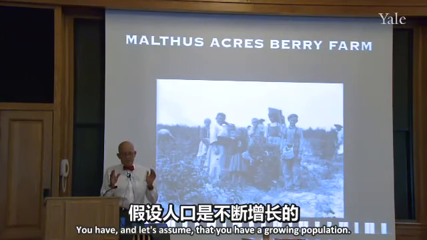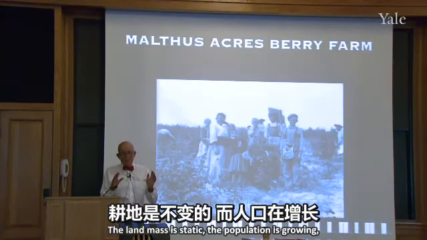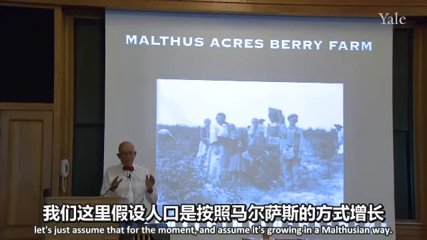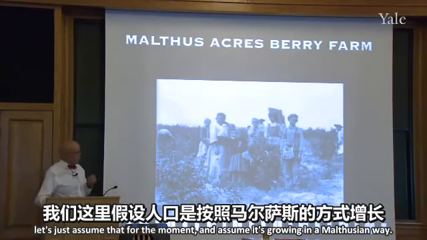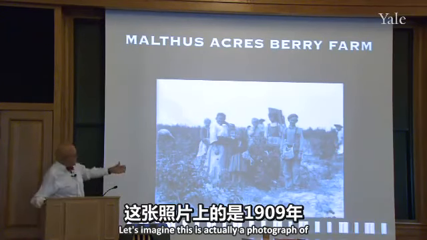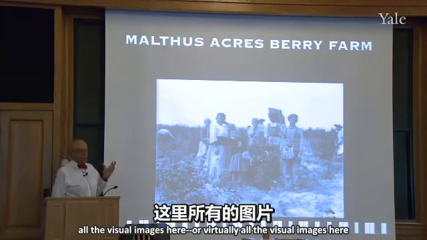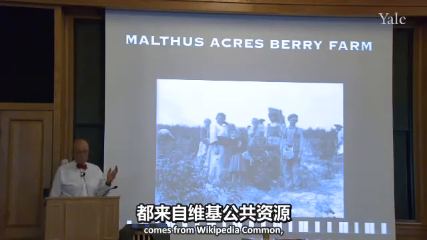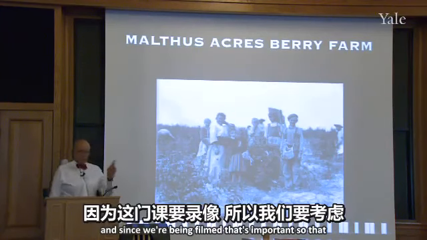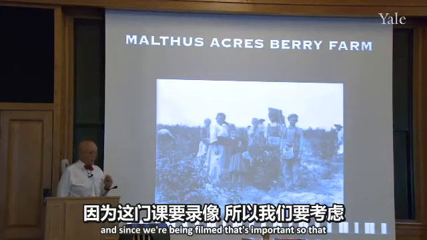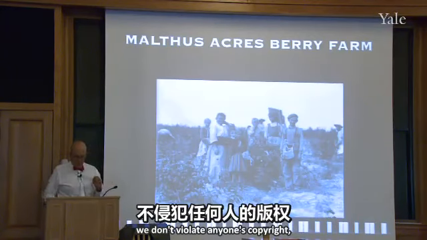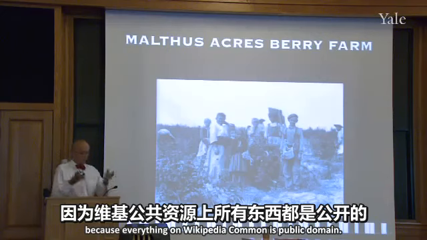And let's assume that you have a growing population. The land mass is static, the population is growing. Let's just assume that for the moment. And assume it's growing in a Malthusian way. And let's imagine this is actually a photograph of berry pickers in Poland in the year 1909. All the visual images here, or virtually all the visual images here, come from Wikipedia Commons. And since we're being filmed, that's important so that we don't violate anyone's copyright, because everything on Wikipedia Commons is public domain.